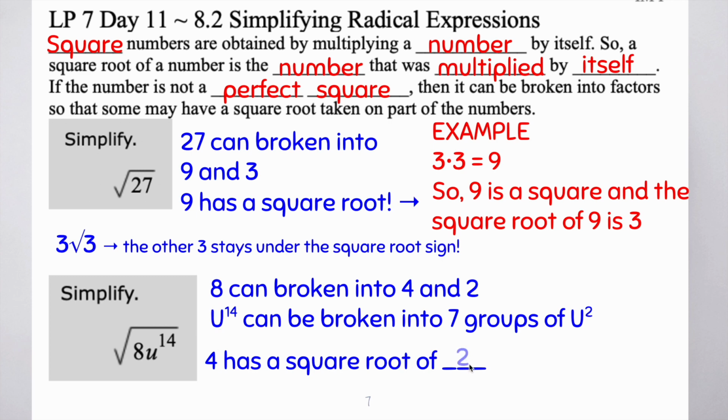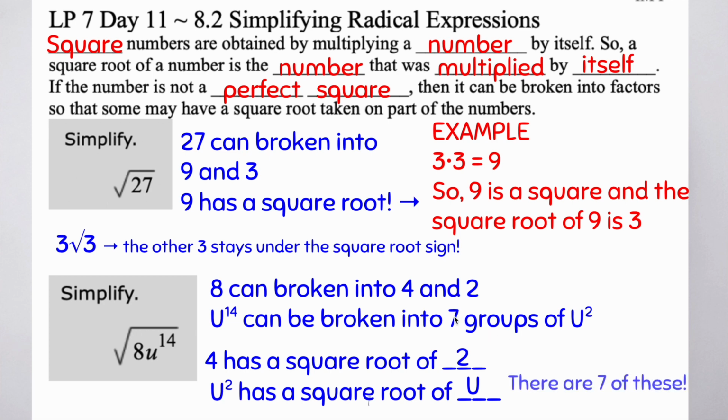Okay, so 4 has a square root of 2, from the 8. And then u squared has a square root of u. Remember, I have 7 of those, right? So we're going to have to put the 7 back on here because I can do this one 7 times. So I have 2, that's the square root of 4, times u to the 7th power, because remember, I was able to do the square root of u squared 7 different times. And then the square root of 2 got left over, because remember, we had 4 times 2 is 8. Okay, so it's just about breaking it apart.